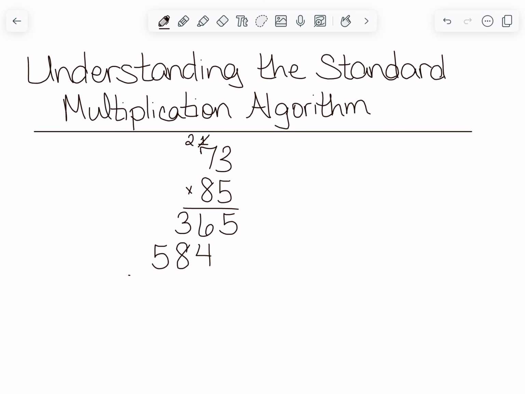Next, we need to add these, which gives us the product of 6,205. When we add the two rows together, we're actually adding the same partial products we saw in the array and the partial products methods, just written more compactly.